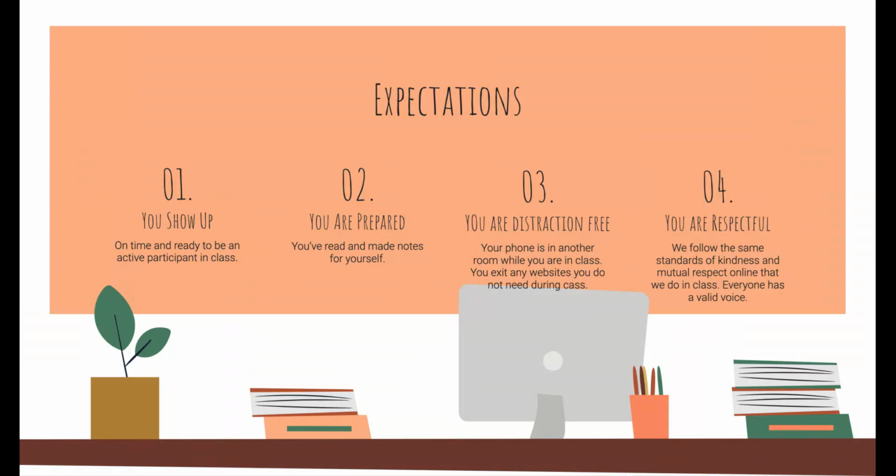Expectations: you show up on time and ready to be an active participant in class. Two, you are prepared. You've read and you've made notes for yourself. You've done the homework or done any sort of classwork that we have done. You're just kind of ready to go. You are distraction free. Your phone is in another room while you are in class. You exit any websites you do not need during class.